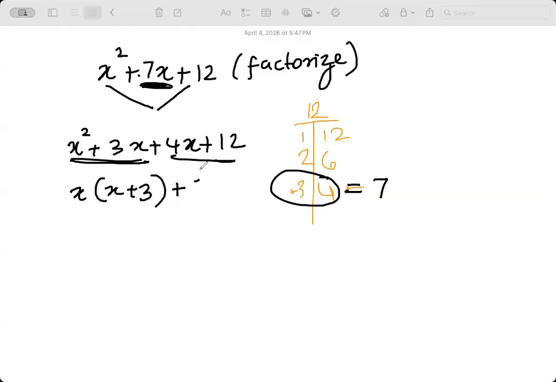Tell me. What is common in 4x plus 12? What will be inside? 4 times x plus... 4 times what is 12? 3. Now what is common between these?